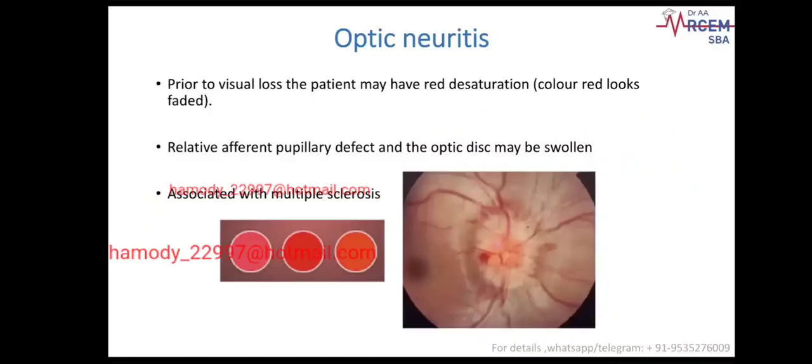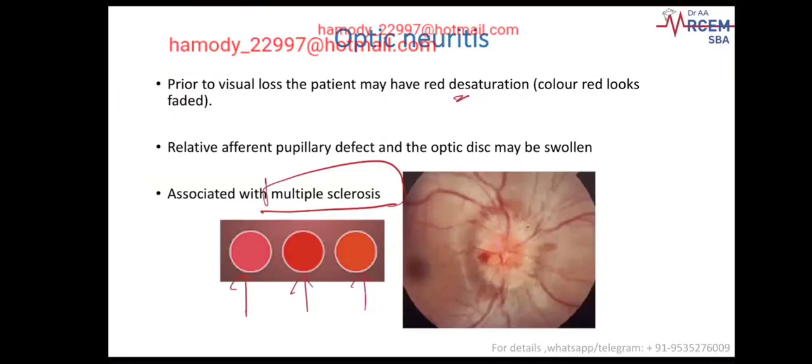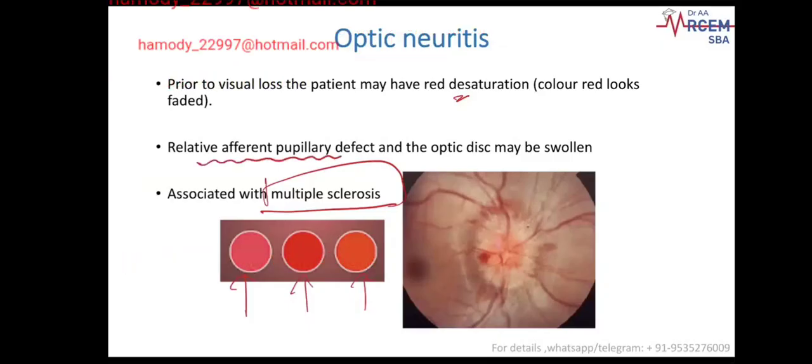Optic neuritis, inflammation of the optic nerve, is very commonly associated with multiple sclerosis, MS it is. They classically present initially with red desaturation. That means they cannot appreciate the difference between pink, red, and orange. They cannot differentiate. All appears red for them. Okay. Relative afferent pupillary defect will be there.